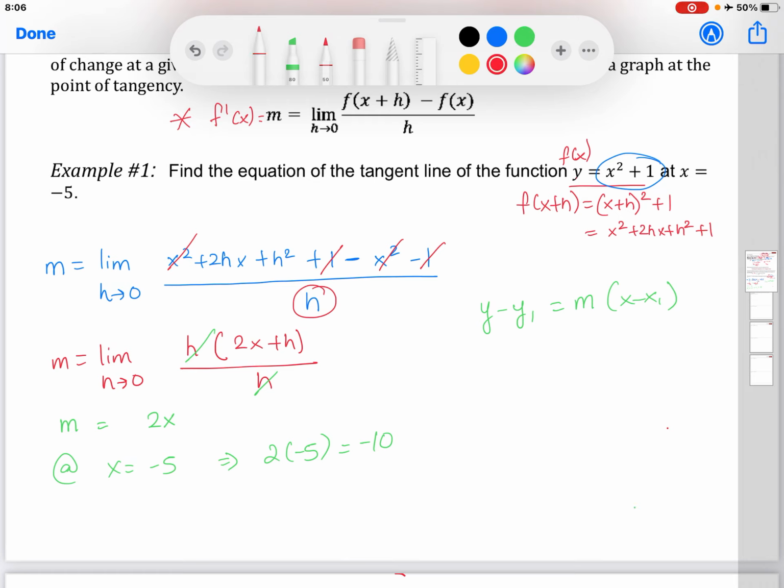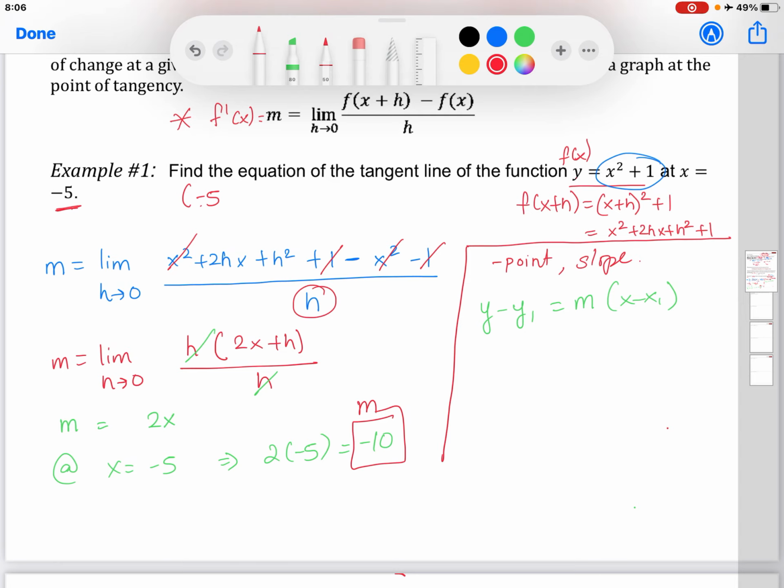You need a point. I'm going to write that here. You need a point. I'm just going to box it so it doesn't confuse you. And you need your slope. So you already know your slope is what? Negative 10. That's your slope. You just need your point. If you look clearly here, the x coordinate is given, negative 5. You need to find the y coordinate.